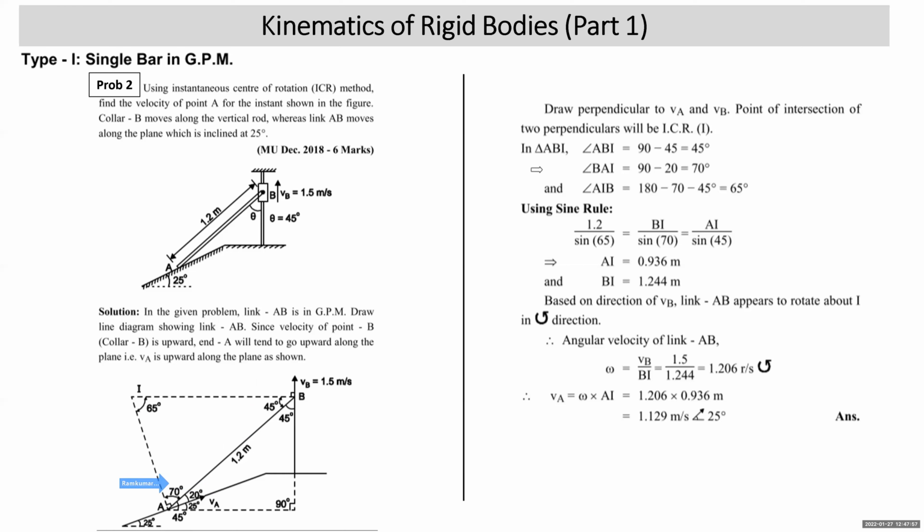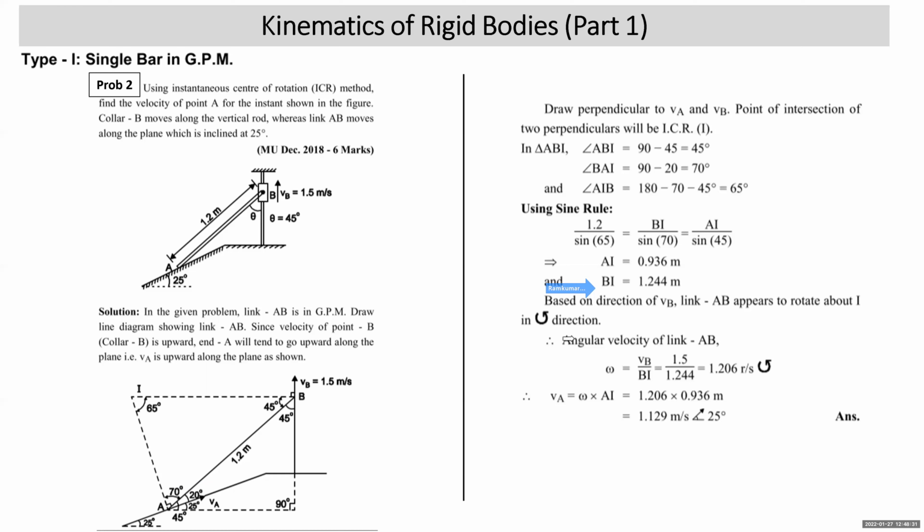This is what we have done, students. Now you use the sine rule, you get AI and BI. Now keep your pen or pencil at I. Your VB is given to you. Look at the VB. With respect to an axis of rotation through I, VB gives an anti-clockwise rotation to the body about that axis. Again, I repeat, keep your pen or pencil at I. Look at the direction of VB. You will understand that this rod appears to rotate about the axis through I anti-clockwise.